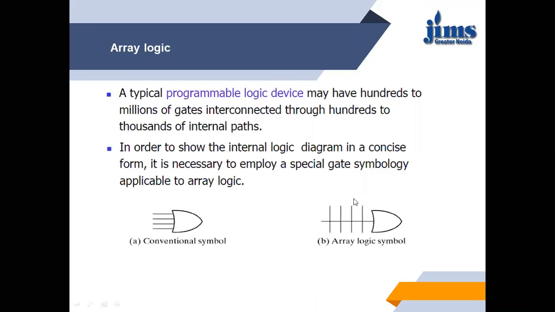The conventional method is this. If we have an n input OR gate, it will look like this. Here it is a 4 input OR gate, so we have 4 inputs and 1 output. But in the case of the array logic symbol, we show it like this, and we say that this is a 4 input OR gate. Whenever you are designing an array, the circuit diagram will be like this: a single input line and a cross matrix. So this is the conventional symbol for a combinational logic diagram, and whenever we talk about array logic, we use this type of symbol.